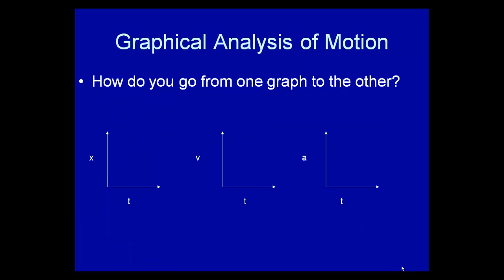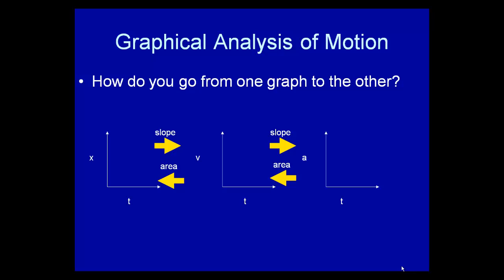Now, how do you go from one graph to another? And here's kind of a neat pattern you can get out of this. Slope goes that way. So in other words, the slope of x over t is equal to v. The slope of v over t is equal to a. So when you simply take the slopes, you're going the other way. Now let's take a look at how the area goes the other way. The area under a velocity time graph gives you position. The area under an acceleration time graph gives you velocity.